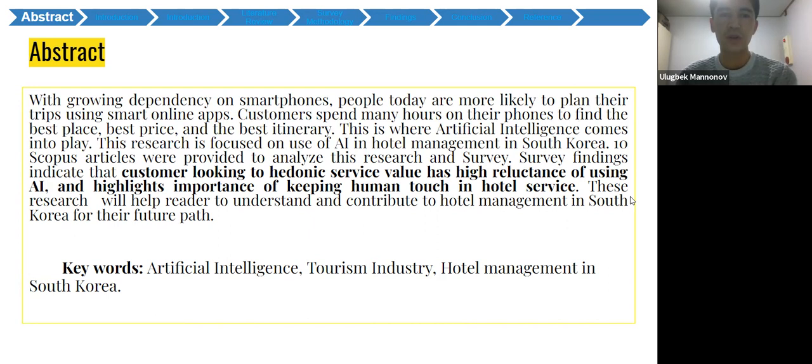This research is focused on use of AI in hotel management in South Korea. 10 Scopus articles were provided to analyze this research and survey. Survey findings indicate that customers looking to hedonic service values have high reluctance of using AI and highlight the importance of keeping human touch in hotel service. This research will help readers to understand and contribute to hotel management in South Korea for their future paths. The keywords are artificial intelligence, tourism industry, and hotel management in South Korea.